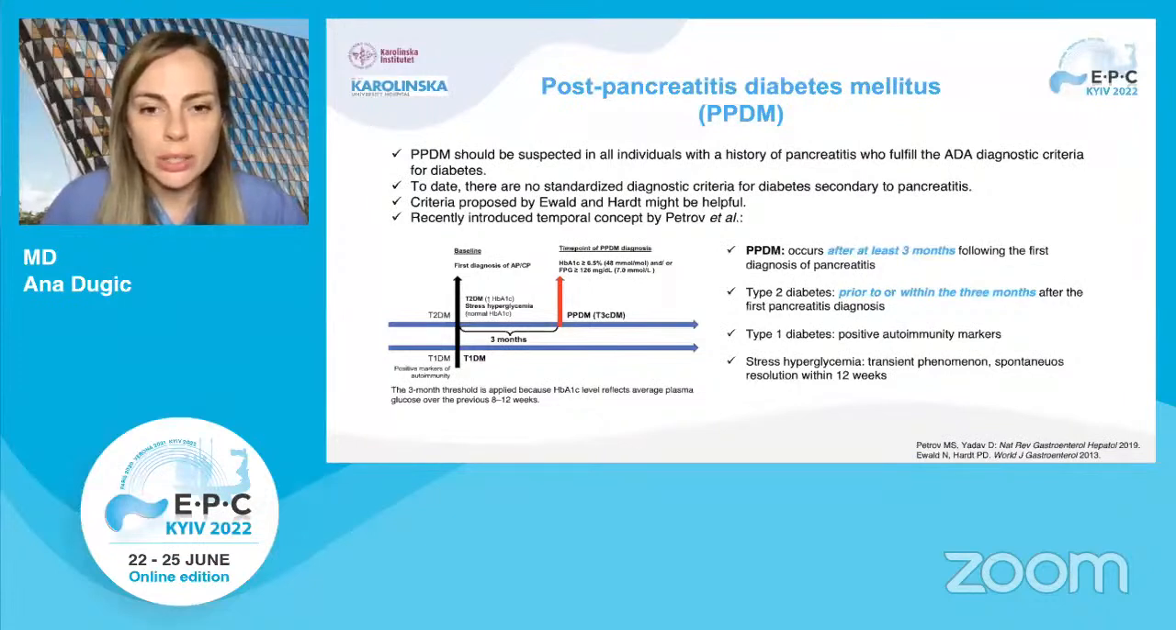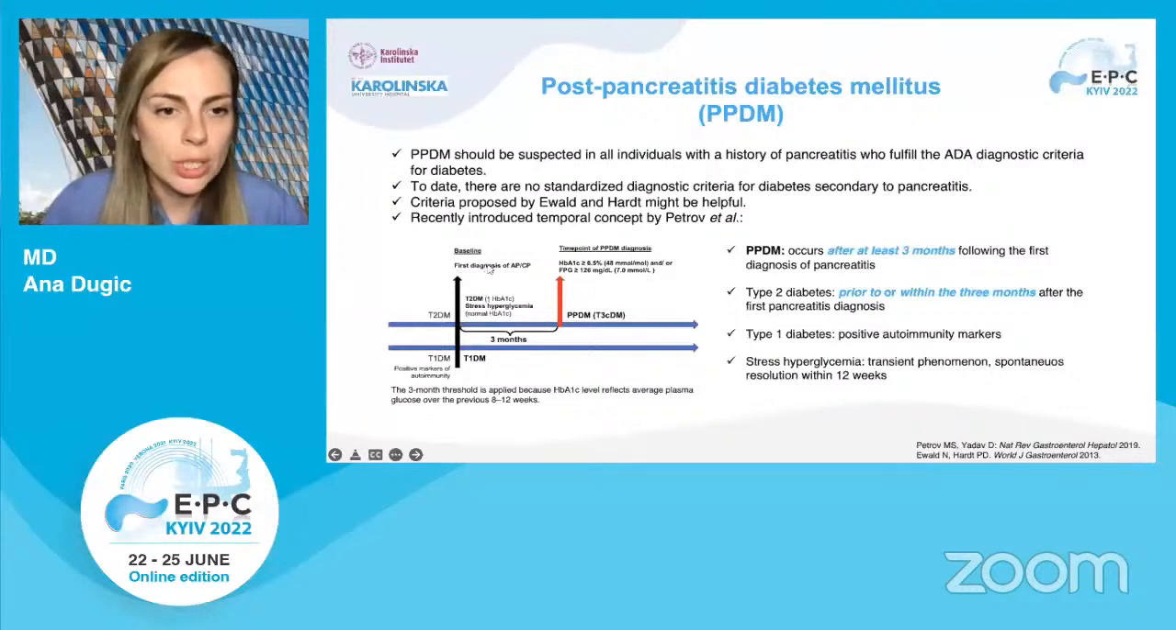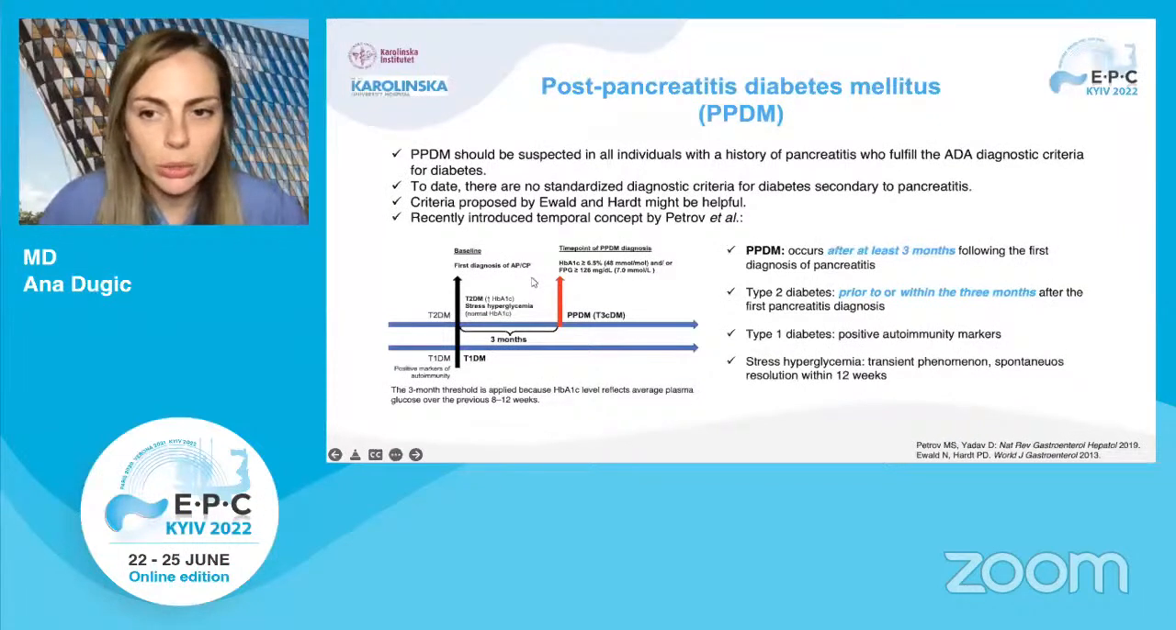According to this concept, there are definitions of diabetes types that are mutually exclusive, and PPDM is defined as diabetes that occurs at least 3 months following the first diagnosis of pancreatitis. Patients have to have normal glucose homeostasis at baseline, which is either the first diagnosis of acute pancreatitis or chronic pancreatitis. This normal glucose homeostasis needs to be evidenced by either a normal hemoglobin A1C level or normal fasting plasma glucose. In equivocal situations, oral glucose tolerance tests can also be used.